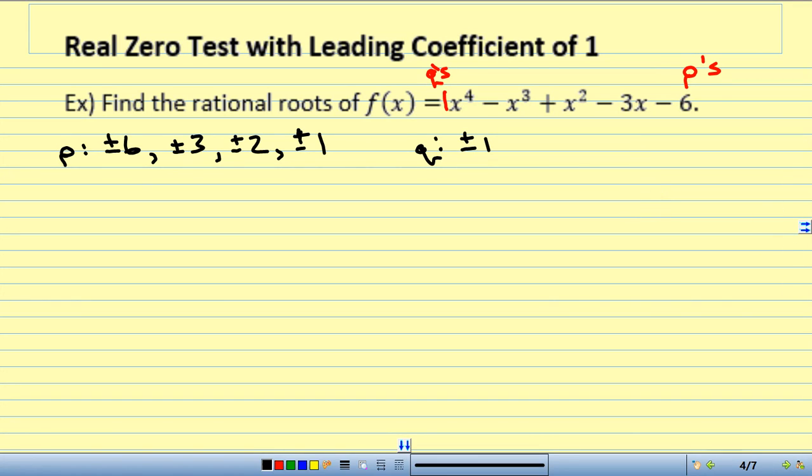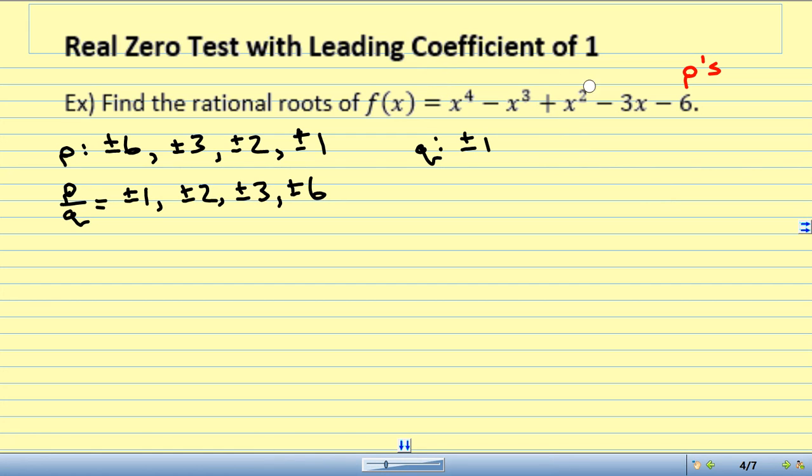Now, all our roots are going to be a ratio of p over q. So p over q basically means everything divided by 1. So 6 over 1, which is 6, so I don't really need to worry about that. I'm just going to put them in ascending order now: plus or minus 1, plus or minus 2, plus or minus 3, plus or minus 6. And that's our list of possible roots. So next, you need to find these roots.